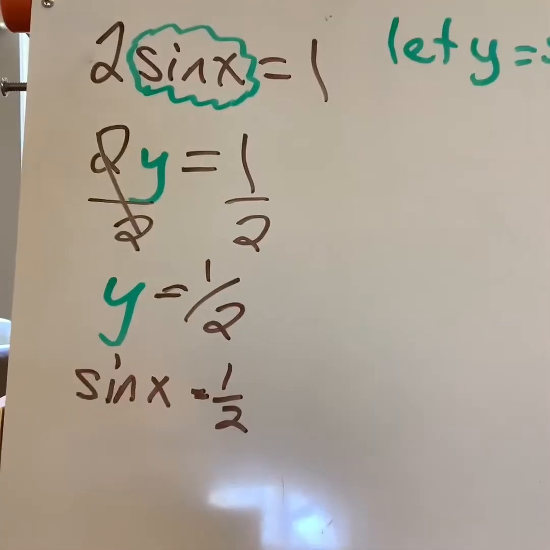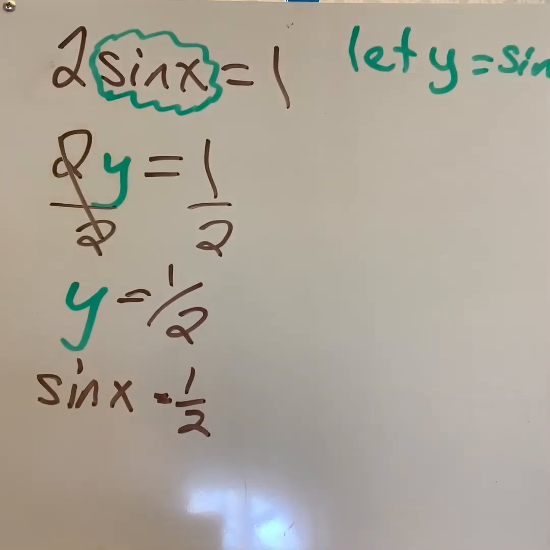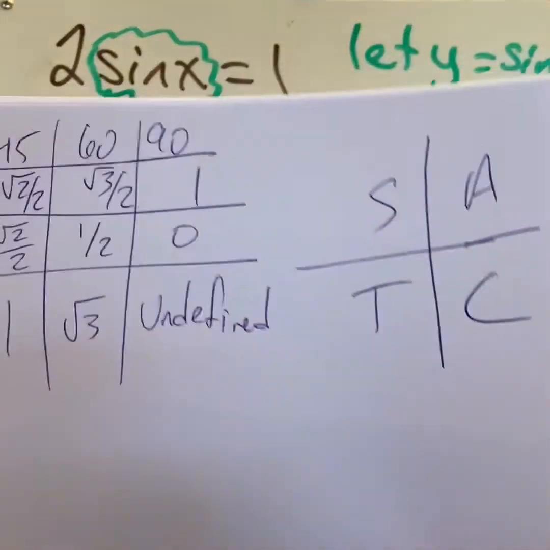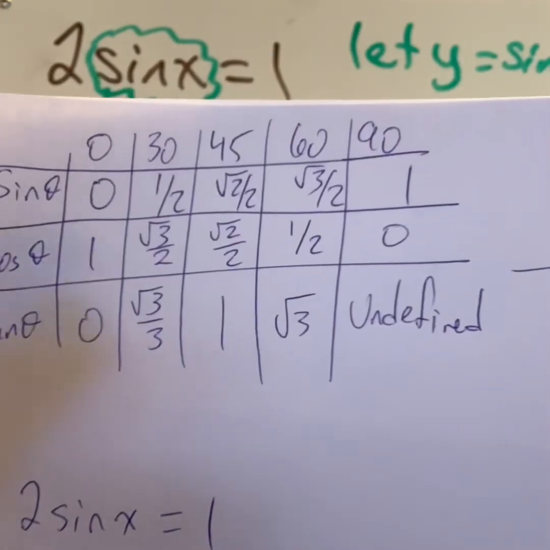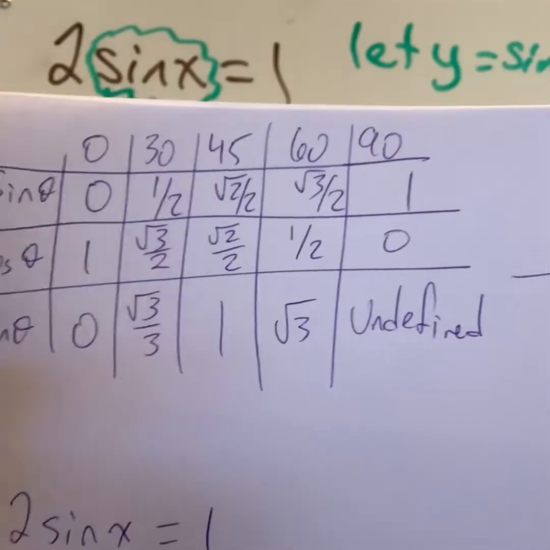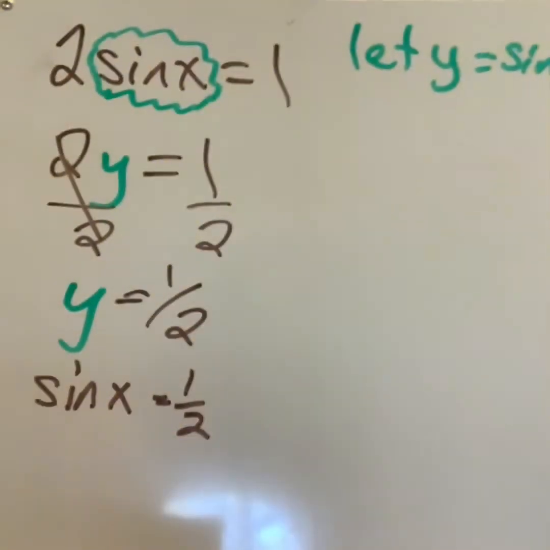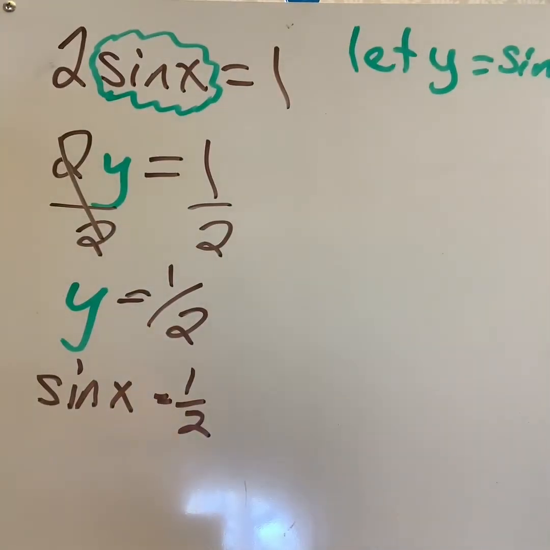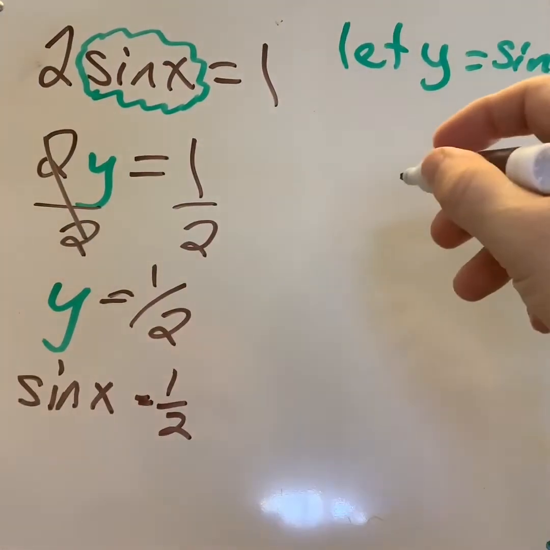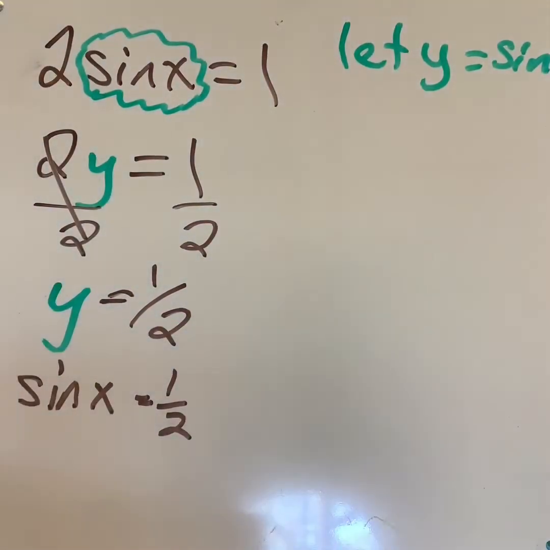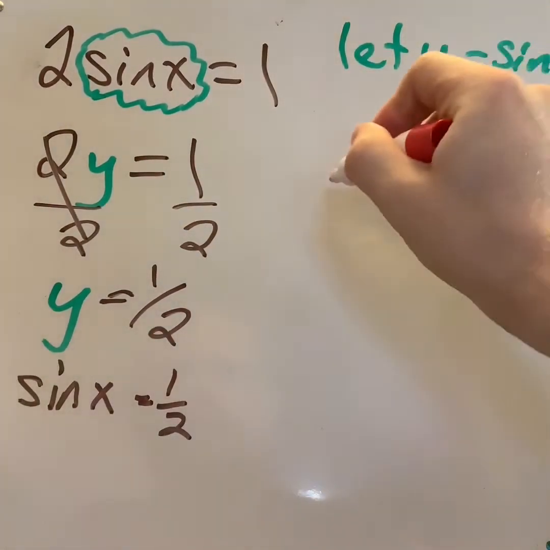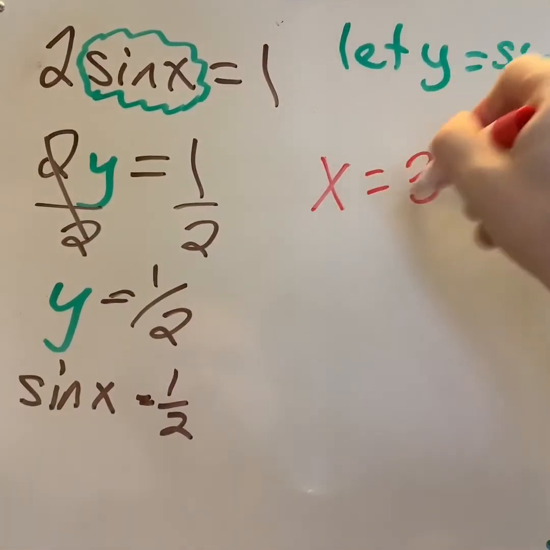You should be too. Okay, so we've got the sine of x is 1/2. So we look at our chart. We say, okay, what is the reference angle when sine is 1/2? So here it is. The reference angle is 30, okay? So we know that x is equal to 30 degrees.